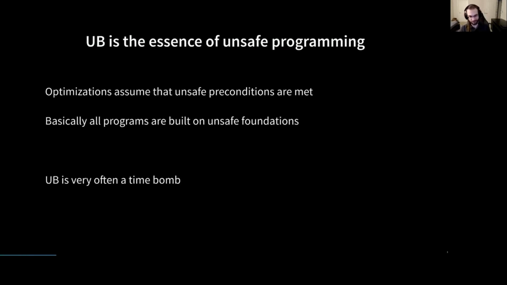By means of introduction, undefined behavior, or UB, I think is very much the essence of unsafe programming. We want to have a fast optimizing compiler, and optimizations want to make assumptions about your code. So on all unsafe APIs, or almost all, there are preconditions that you must meet, and if you don't meet them, you execute what's called undefined behavior. The compiler may assume that you meet the preconditions and optimize based on that, and then what you get out if you don't meet the preconditions can be nonsense.